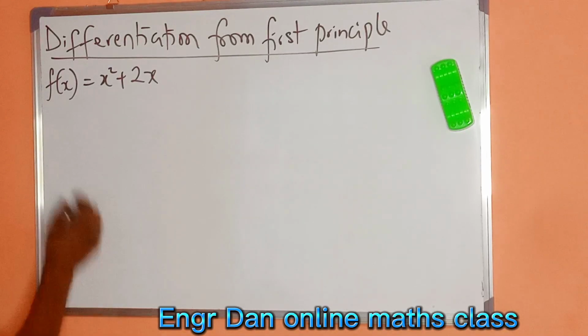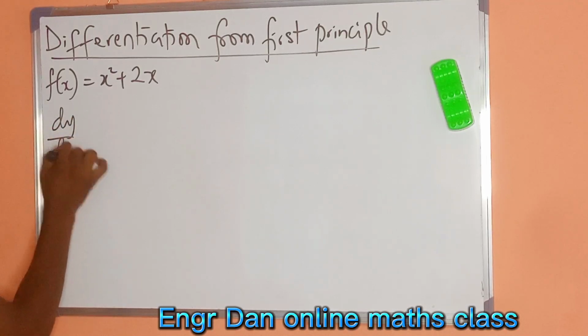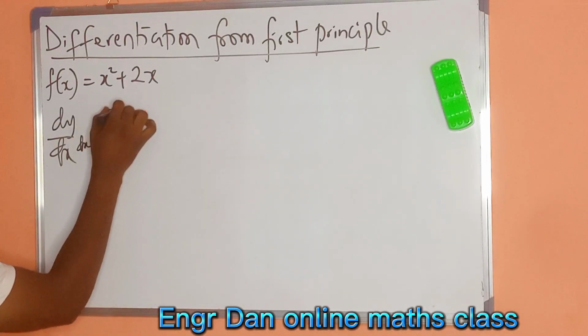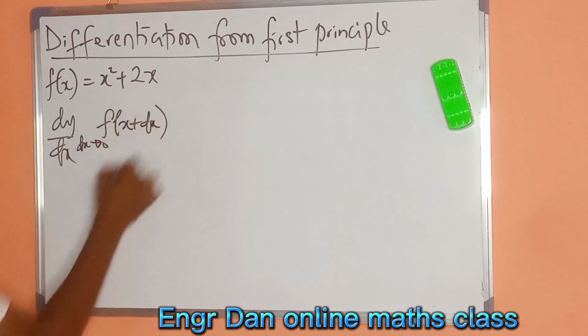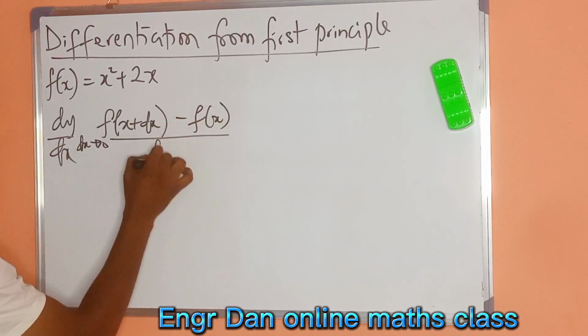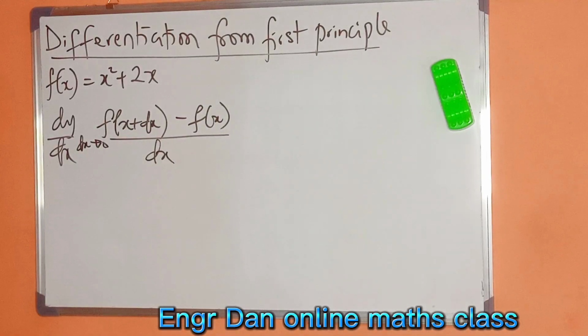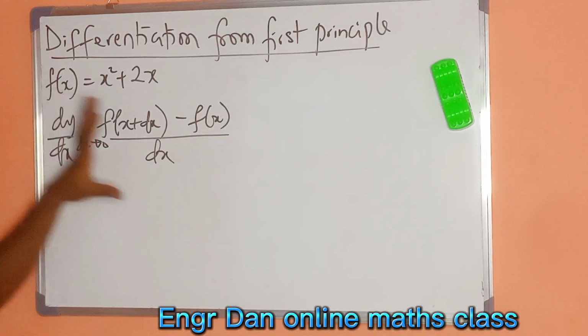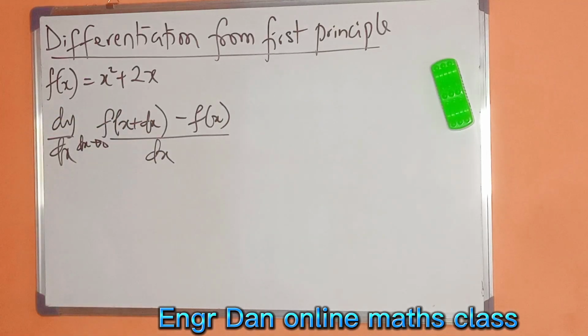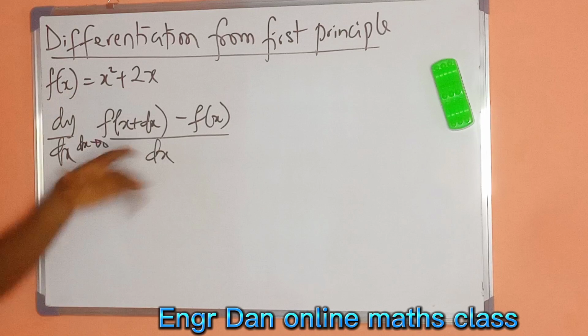What's the formula? The formula is simply dy/dx, as dx tends to 0, of f of x plus dx, minus f of x, over dx. This is the formula of differentiation from first principle. The question now is, what is f of x plus dx? Because we already know that f of x is this.